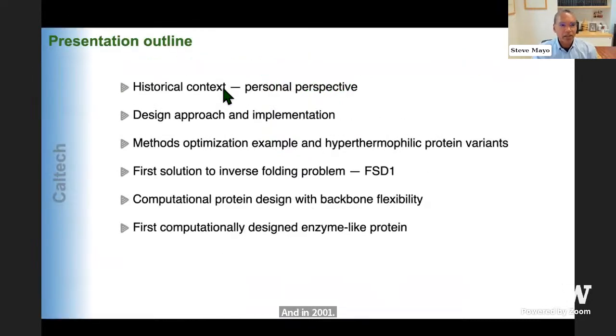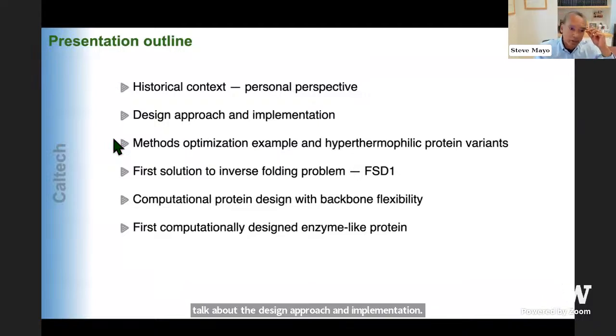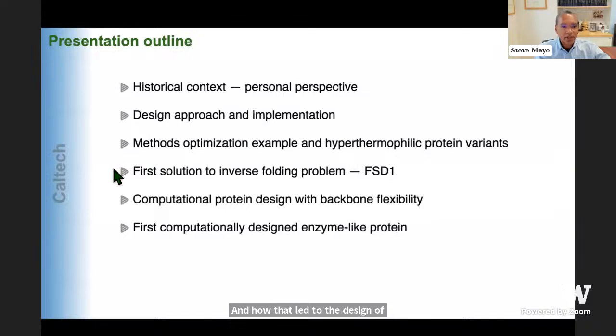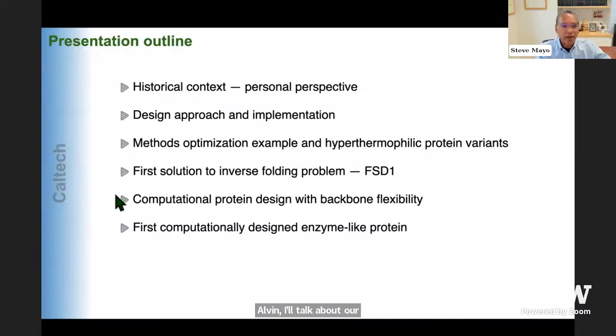Here's a brief outline. I'll provide some historical context from a personal perspective, kinds of things I was thinking about at the time, talk about the design approach and implementation, and then talk about methods optimization as an example, and how that led to the design of hyperthermophilic protein variants. Then I'll talk about our full sequence design, an early example of computational design with backbone flexibility, and then talk about a computationally designed enzyme-like protein, all very briefly.